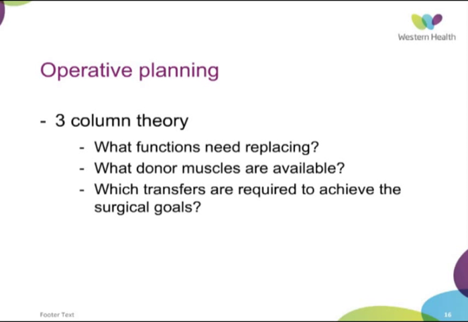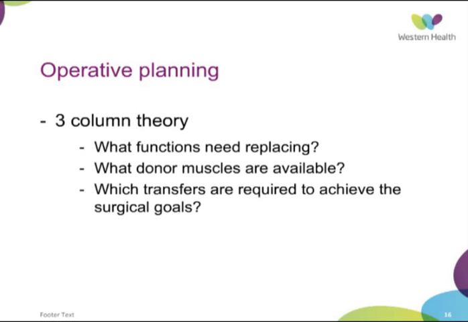So then moving on to the planning for the transfer. Most of the techniques I looked at, they all describe having a 3-column theory. So these are the important things you want to know before the operation. Number 1, what functions need replacing? So is this a young person, manual labourer? Is this an elderly person that just needs a pinch grip? Is this a quadriplegic that needs extension of their arms to push their wheelchair? So it's going to differ depending on the type of patient you've got.